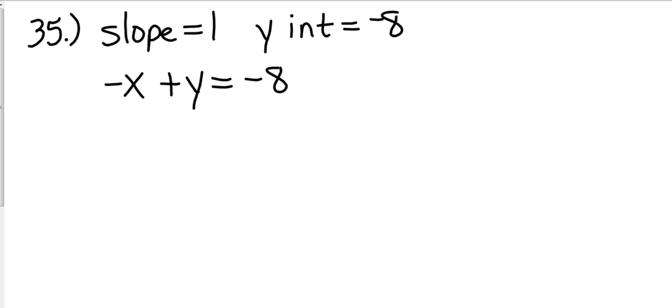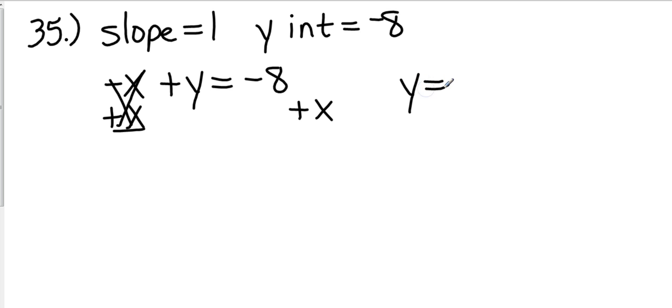Again, not in y equals mx plus b form, so we need to get the y by itself. So to move the negative x, I'm going to add x to both sides. Now, I'm going to offset this because those are not like terms.